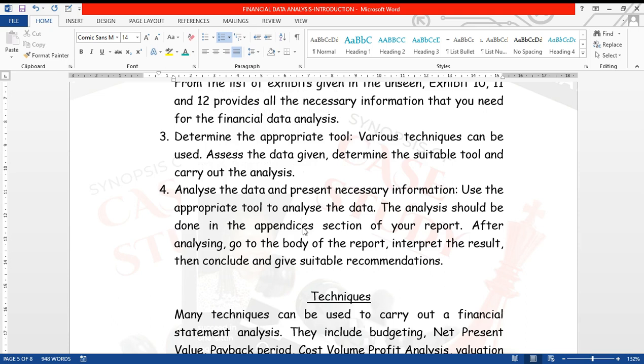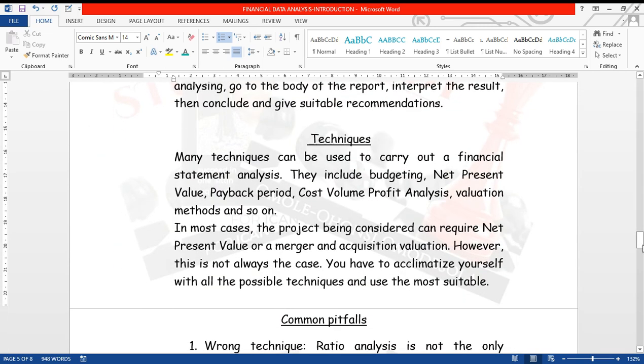So the analysis should be done in the appendices section of your report. After analyzing, go to the body of the report, then interpret, conclude, and give suitable recommendations. I use the word suitable. Don't give recommendations based on what you have crammed or what you have seen in past questions. Give recommendations that are suitable and in line with that project or contract in view. Now, the next thing is techniques.